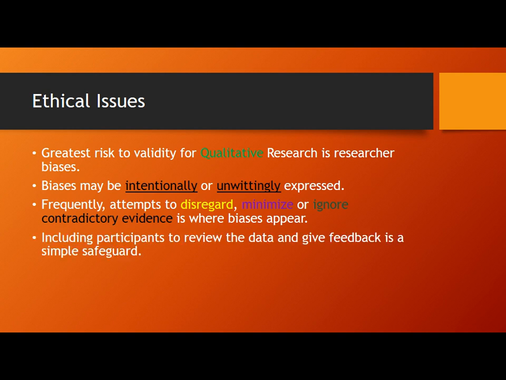Okay. Finally, including participants to review the data and give feedback is a simple safeguard. It's something that you can use once you've begun to collect the data and you're starting to do some write-ups. If you go back to your participants and say, did I get this right? Does this look right to you? Does this comport with what we're talking about, because it was filtered through me. So can you give me some feedback here about whether or not I got it right? This is a great way to begin to check and balance any biases that might begin to emerge or bleed through the research.